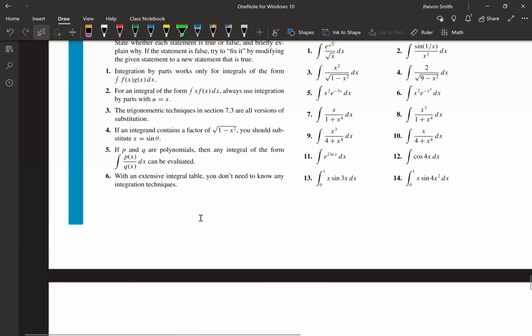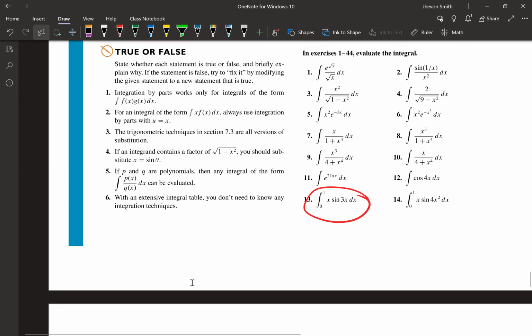So what about this one? Integration by parts. What are the parts? u equals x and dv equals dx. Okay. What about this one? Tell me the answer to this.